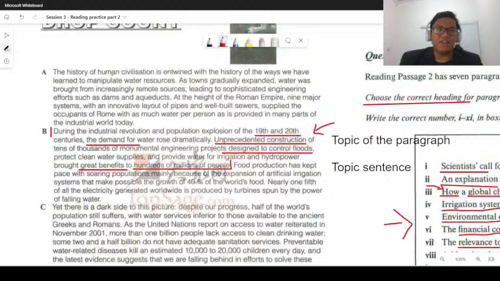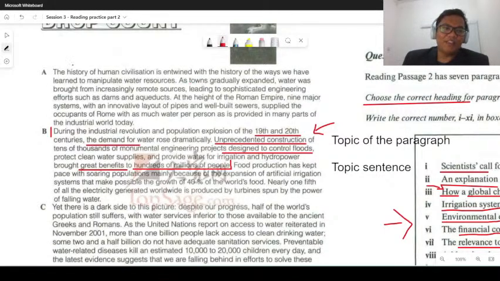The history of human civilization is entwined with the history of the ways we have learned to manipulate water resources. As towns gradually expanded, water was brought from increasingly remote resources, leading to sophisticated engineering efforts such as dam and aqueducts. Now, after you read that, what do you need to do? You need to highlight the keywords that you feel are important, right?